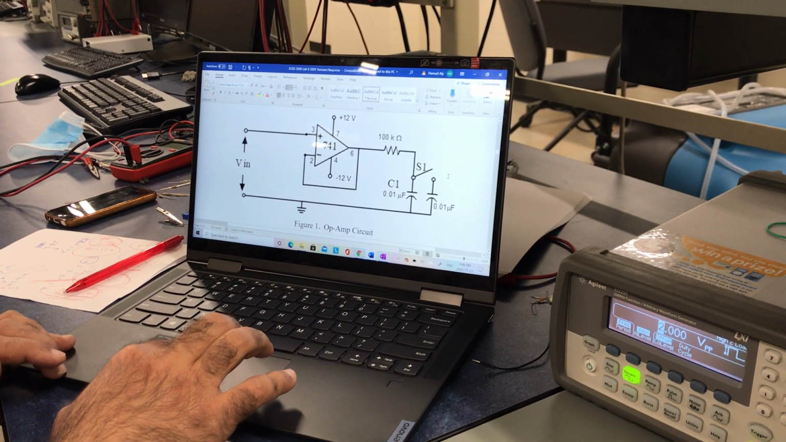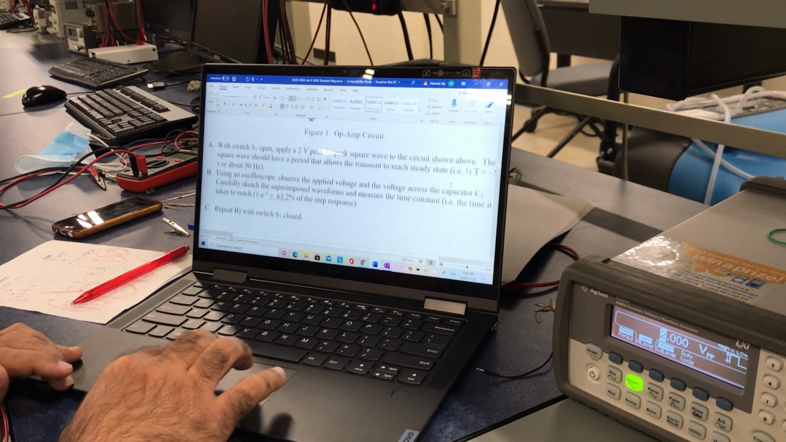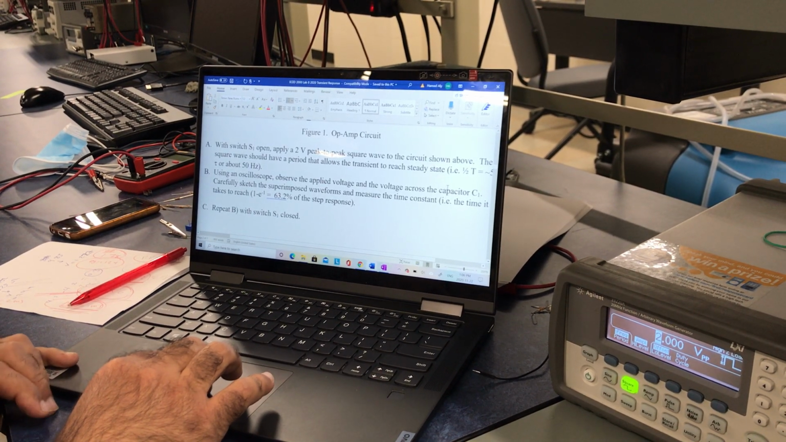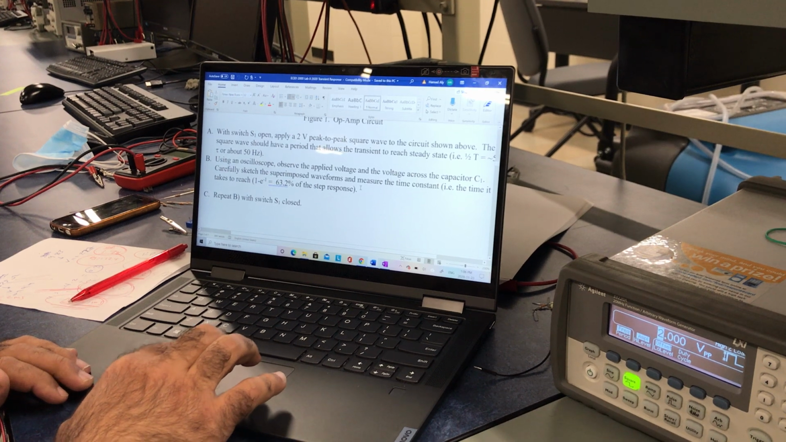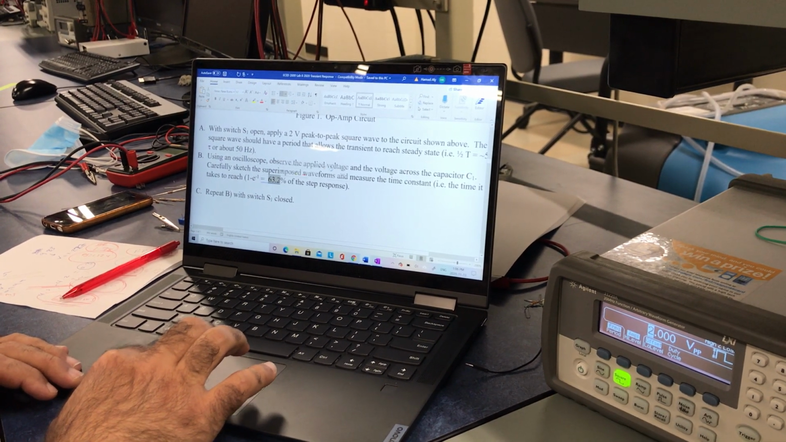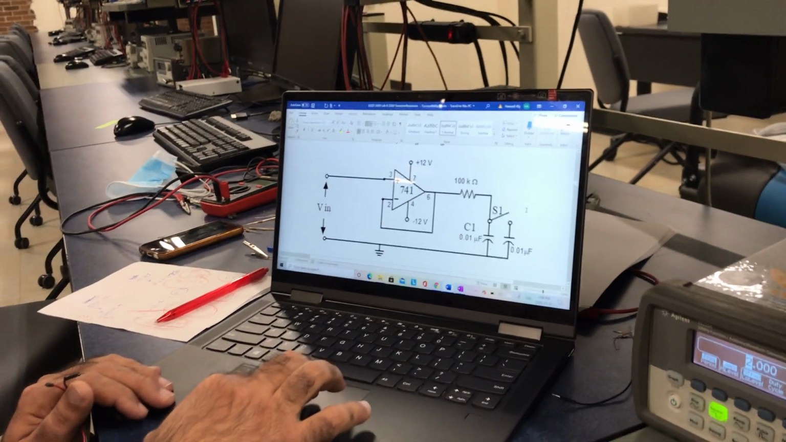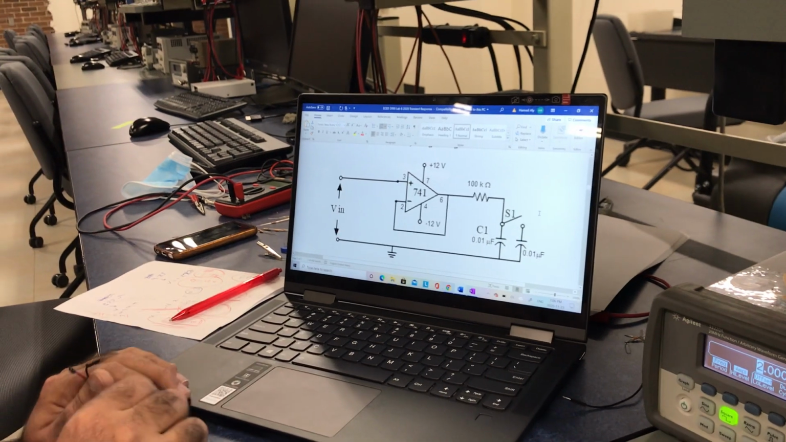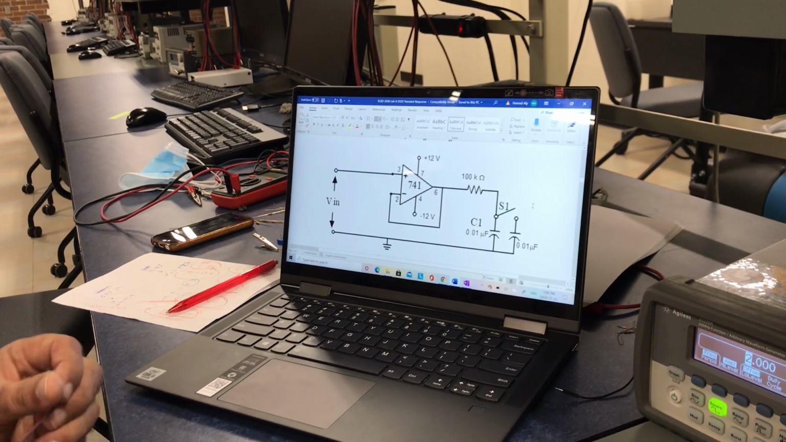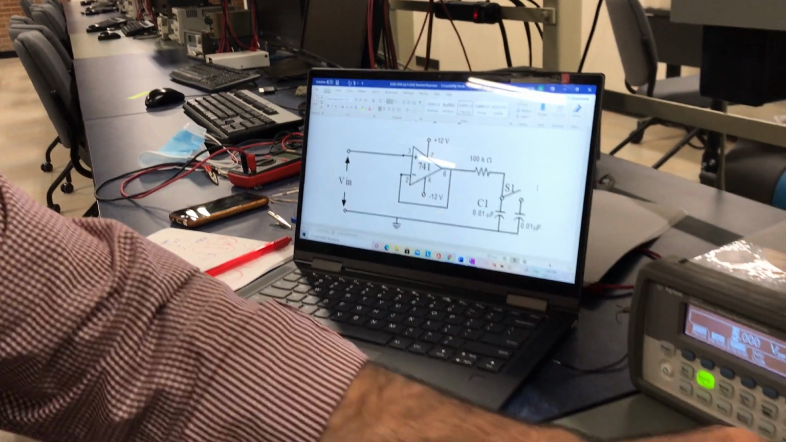What I need in this lab, I would like to see the time constant value, which is approximately at 63.2 percent of the step response. If the step response is equal to a specific value, I will multiply it by that amount to see the value of the time constant. So let us start connecting the circuit.